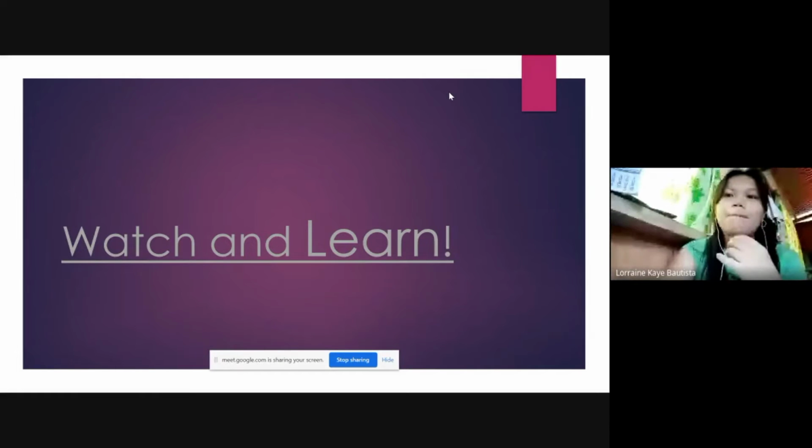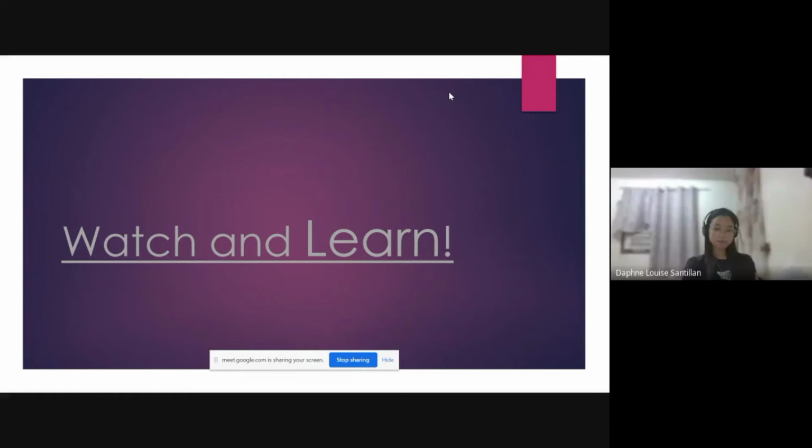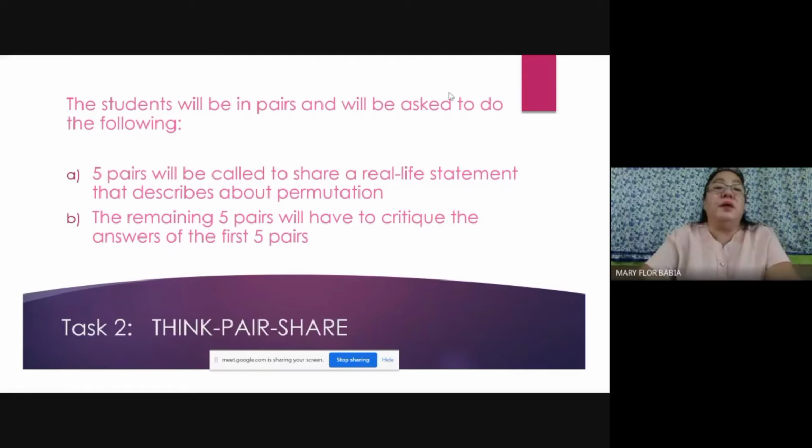Is it clear? Yes po, ma'am. Let us try. I will be pairing you with your group. Okay, the first five will share a real life statement that describes permutation. Then later on we'll have another one. Okay, we will do the second activity.